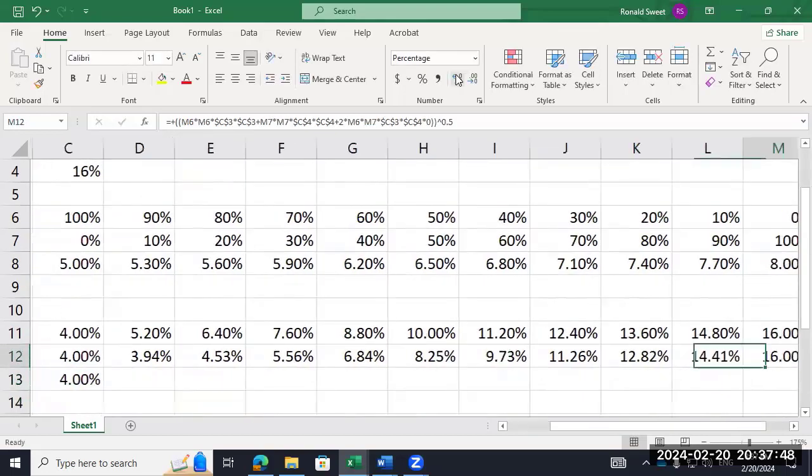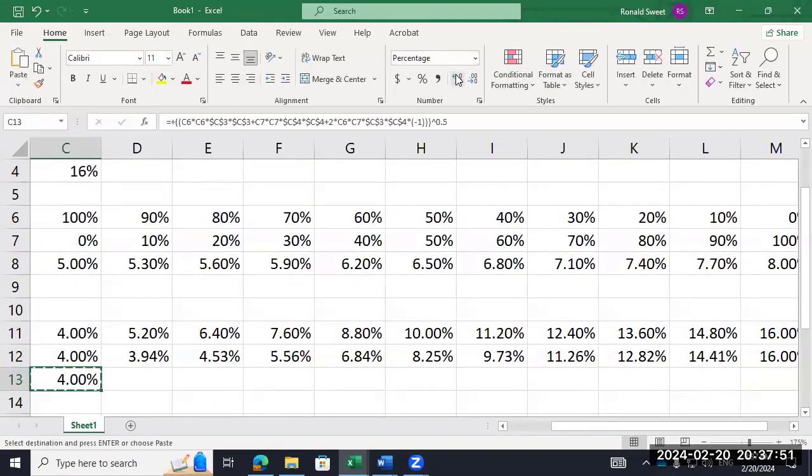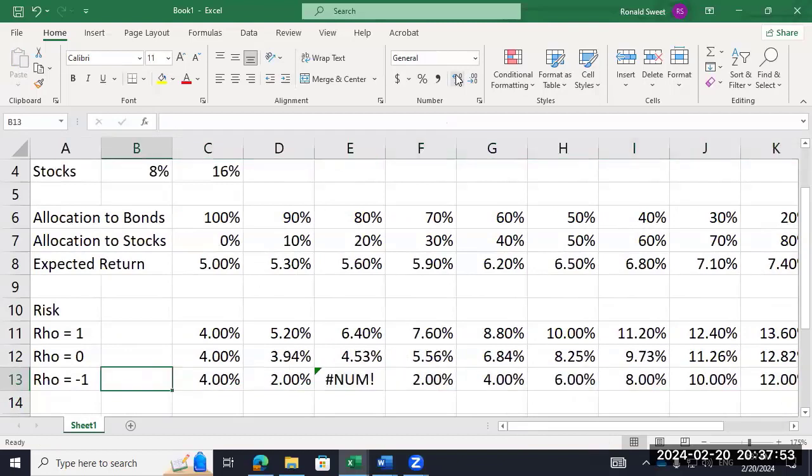Well, you see if it shows up here. So I may not have done it. What's that number right there? 0. If you have a -1 correlation, you can create a 0 risk portfolio.